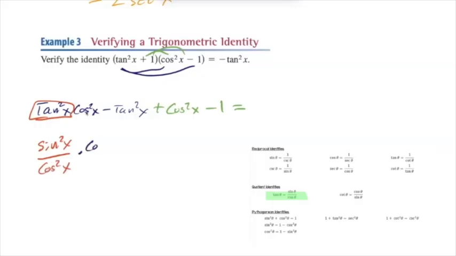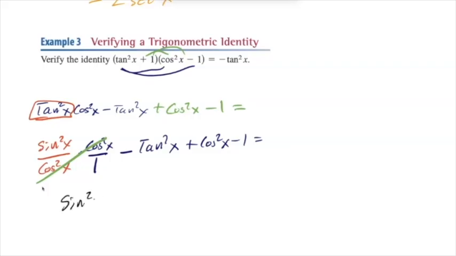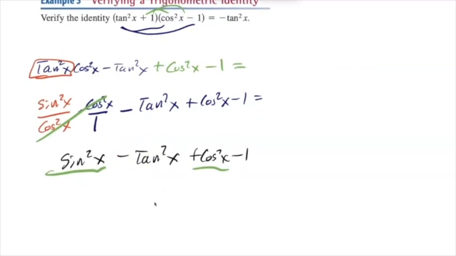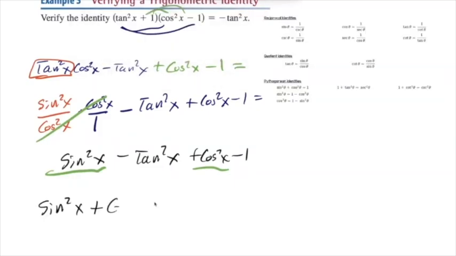This is still cosine. Remember, anytime it's by itself, like there's no fraction, you can always put it over 1 if it makes you feel better. Minus tan squared x plus cosine squared x minus 1. On this side here, these two cancel each other out. And I get sine squared x minus tan squared x plus cosine squared x minus 1. And for a second, I'm looking at this, I'm kind of stumped, like, where do I go next? Because I have to get negative tan squared. And then I kind of see it right here: sine squared plus cosine squared. Let me rearrange it again, because I'm teaching, I'm showing lots of steps. Sine squared x plus cosine squared x.